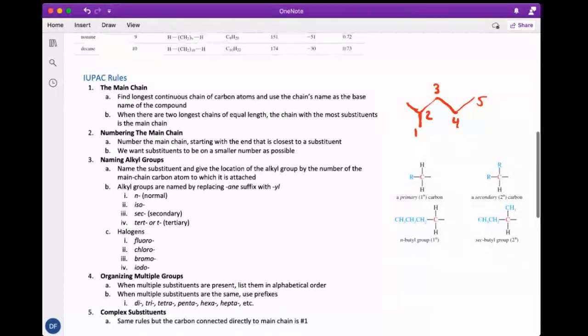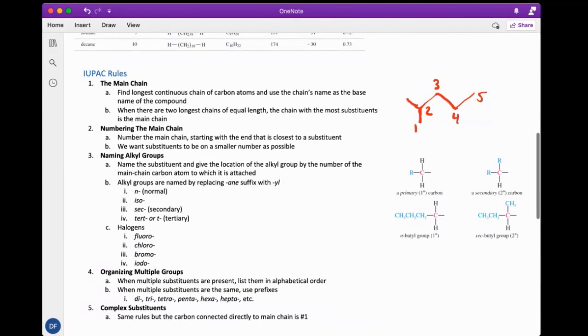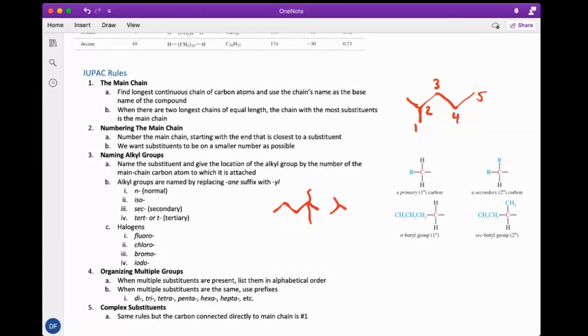And so number 3 is naming alkyl groups. We have this alkyl group right here, and they're named by these prefixes. N means it's normal, so let's say butyl, this would be butyl. This would be the main chain. Iso would be like this, and it's connected to the main chain. Sec would be right here, and tert would be like this.